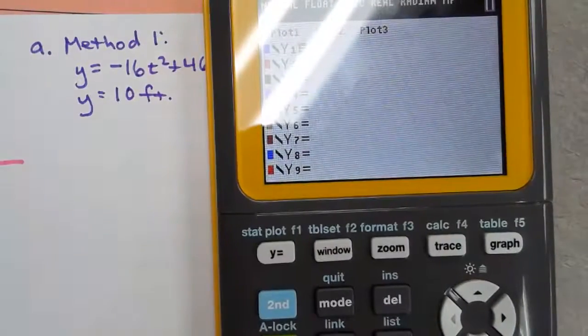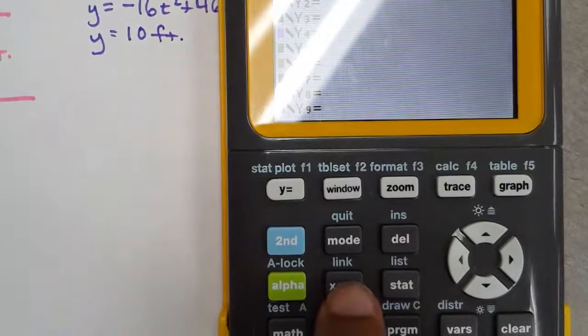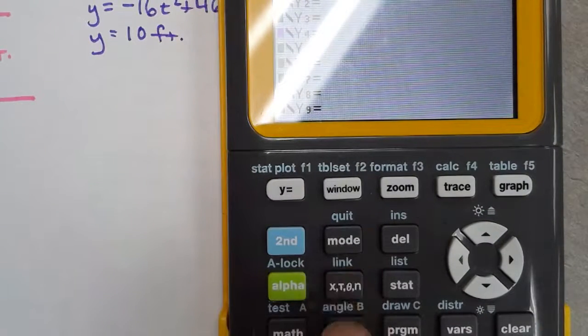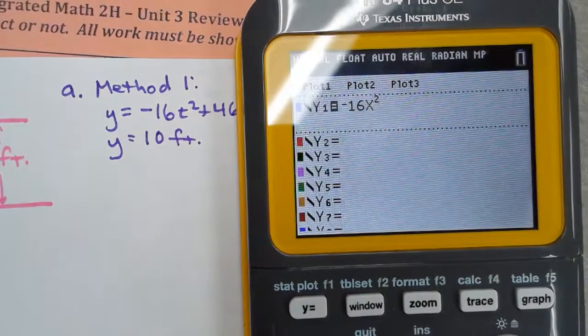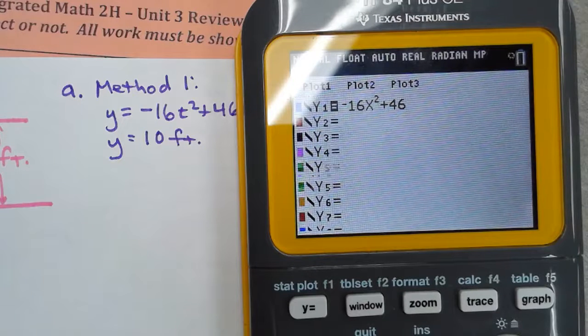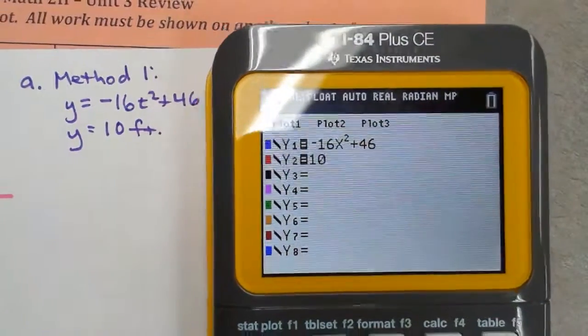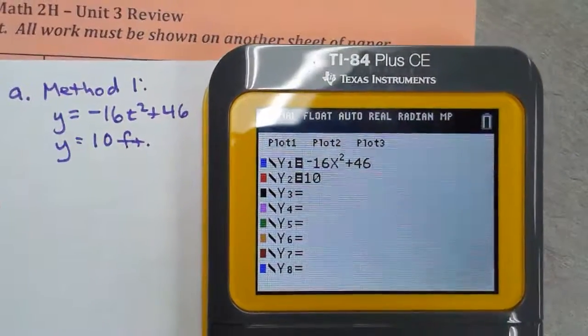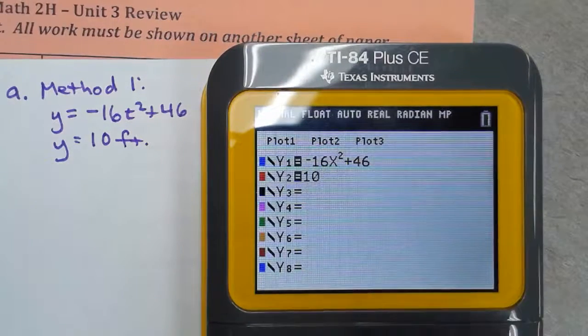Okay, so negative 16, and then the variable button is this x right underneath the mode. That's your x. And then squared plus 46. That's one equation. Then you're going to hit enter or arrow down to the next line and put in the 10. All right, if you hit just graph, normal graph, it's not going to show up because this is 46 feet up, and the graph for a normal graph doesn't go that high.